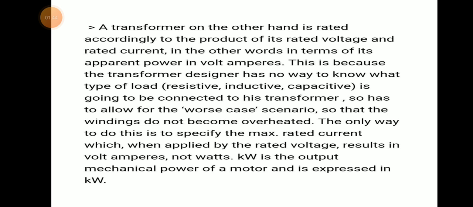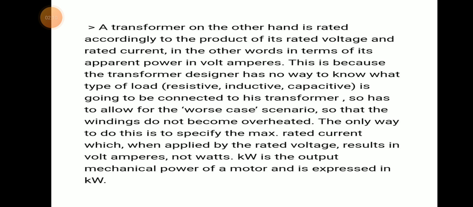A transformer or alternator, on the other hand, is represented in kilovolt-ampere. Why is it so? It is according to the product of rated voltage and rated current. In other words, apparent power is expressed in volt-ampere or kilovolt-ampere. This is because the transformer designer has no way to know what type of load, resistive, inductive or capacitive, is going to be connected to the transformer.